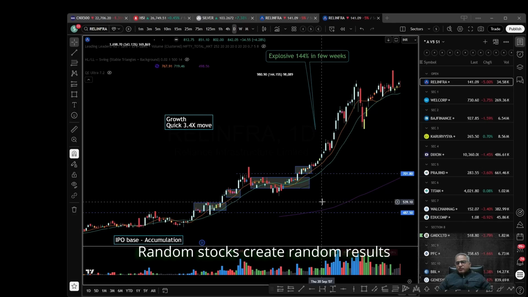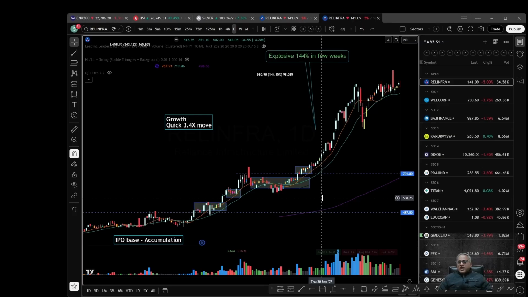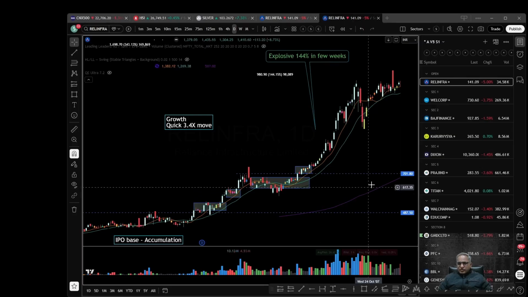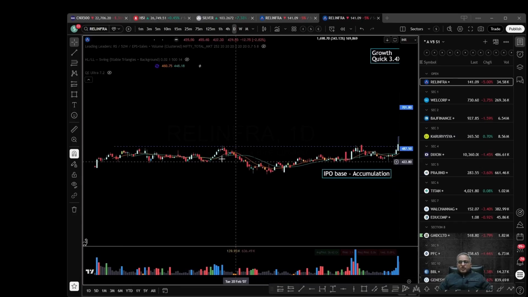If your trading is giving you inconsistent results, most probably it's not because of a bad setup, but because you are applying a good setup on random stocks. Like this zone, which we call accumulation. This is an IPO base, and we can see the accumulation happening right over here.